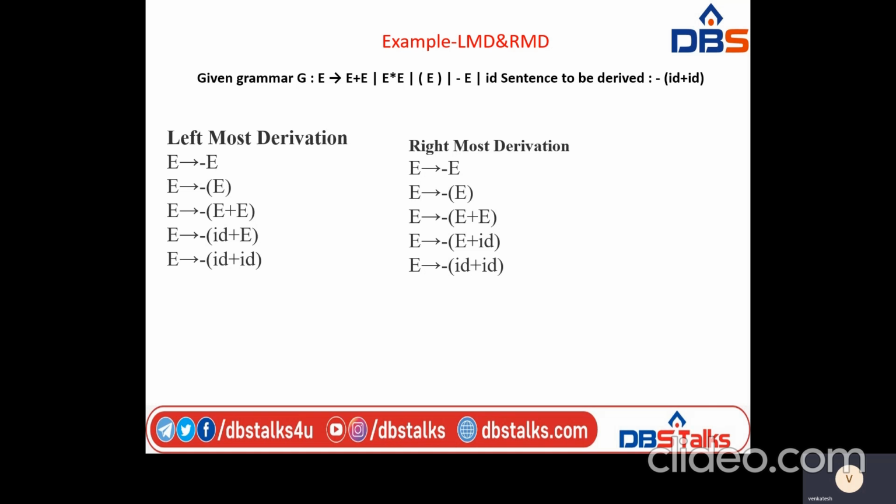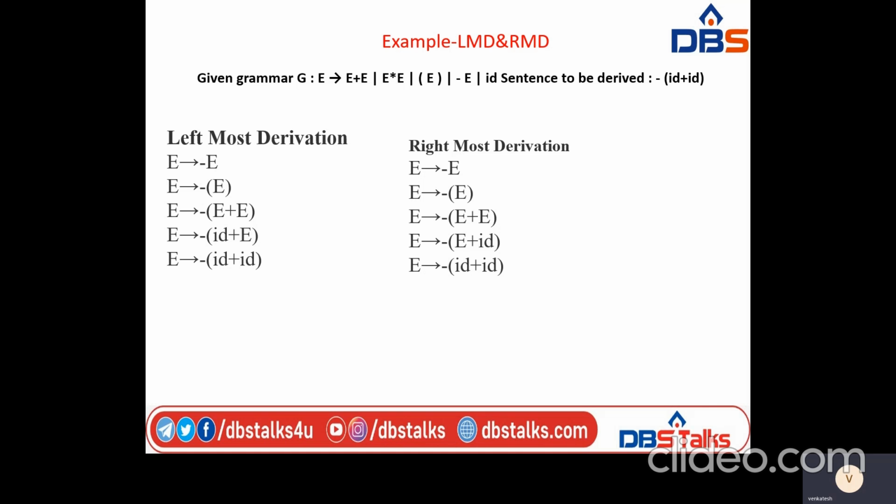I am going to start from, in place of E, I am going to write ID. Why? Because here there is one production rule, E produces ID. So in place of E I am going to write ID. Within the bracket, before the bracket minus is there. I am not touching the minus. Minus is as usual, plus E.